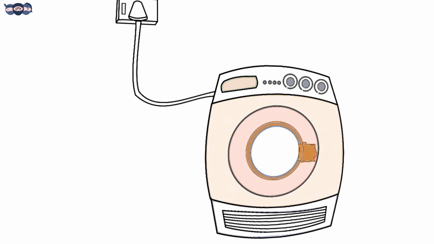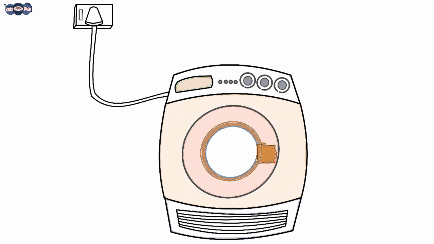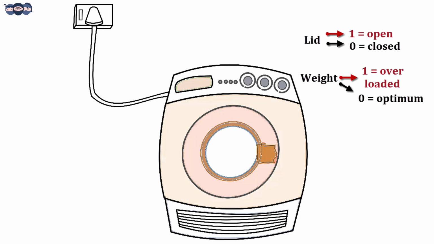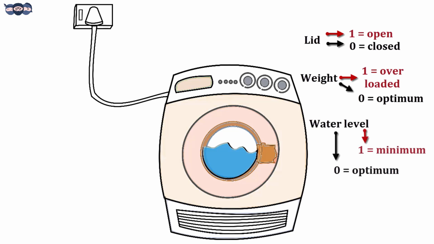For example, a washing machine has three sensors. One sensor checks if the lid is open. If the lid is closed, the sensor generates a logic 0. Another sensor checks the weight limit. If the machine is overloaded, it generates an output 1, otherwise 0. The last sensor produces a high output if the water level is minimum. Since the water level is optimum, it gives a logic 0.